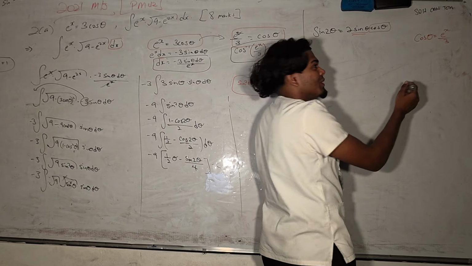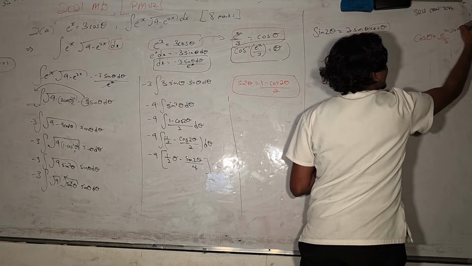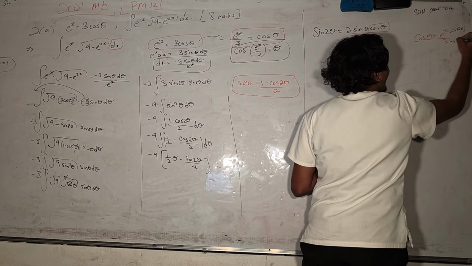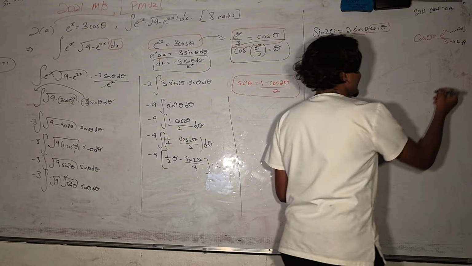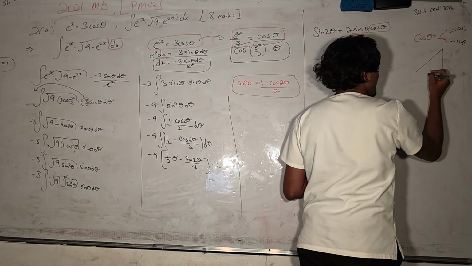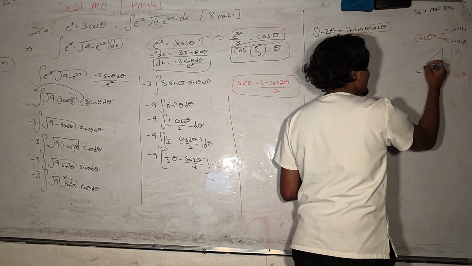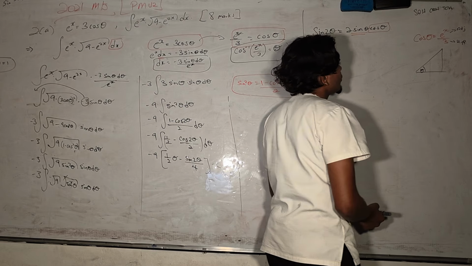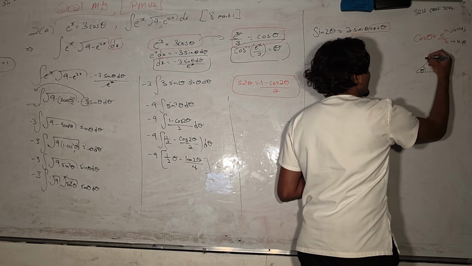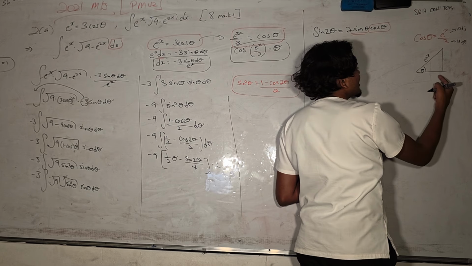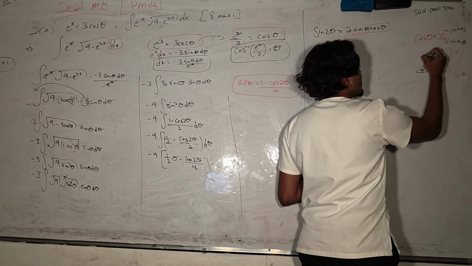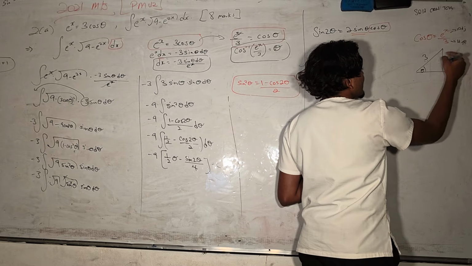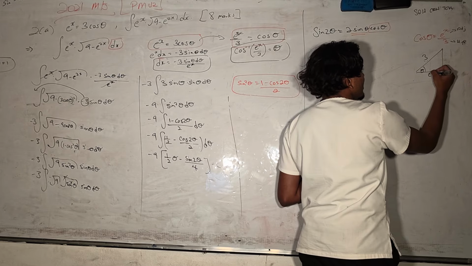So cos theta is equal to adjacent over hypotenuse, right? Let's draw a triangle. So this is theta. What are you giving me? Hypotenuse is 3. What is adjacent? E to the x. The adjacent is going to be e to the x, right?